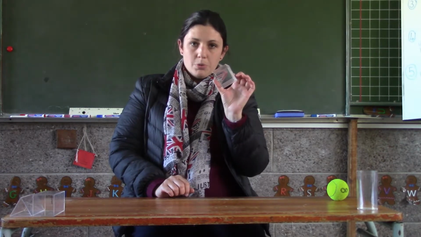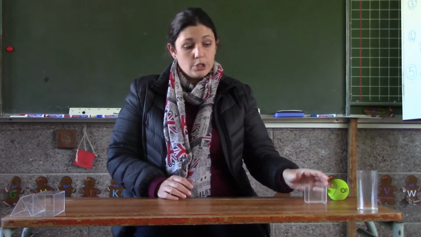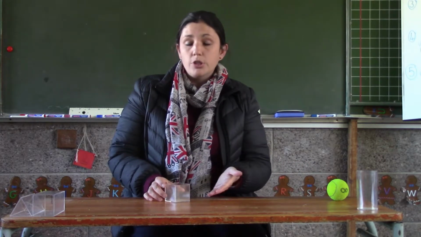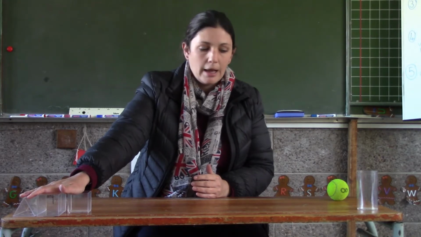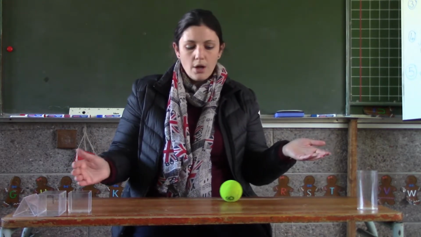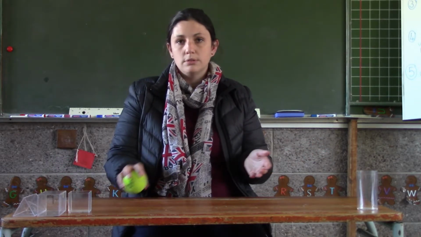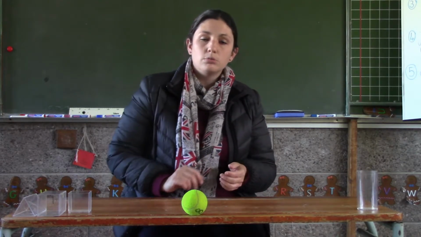Next one, a cube. Also, all straight edges. So now we know this one is definitely going to slide because it's just all got straight edges. So 3 shapes that slide. Now this one, if I roll this, easy peasy, it rolls along because it's got no straight edges, it's only got curved edges. So our sphere will roll.